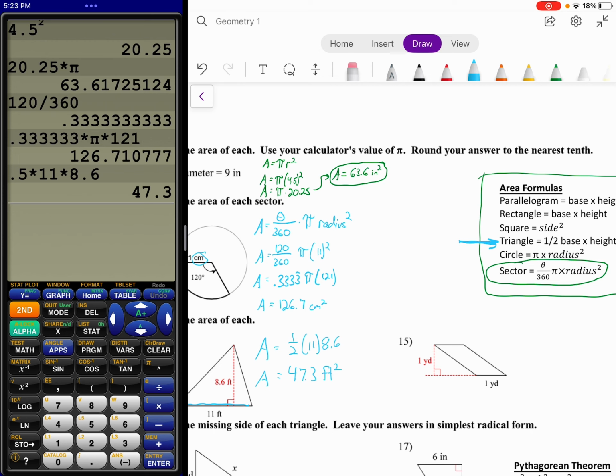And our last area one, this is a parallelogram. So you might end up seeing a few other ones in here, but so far we've done parallelogram, triangle, and circle. So area of a parallelogram is base times height. Well, base and height are always perpendicular, so 1 is the base, and 1 is the height, which is 1. Yards times yards is yards squared.